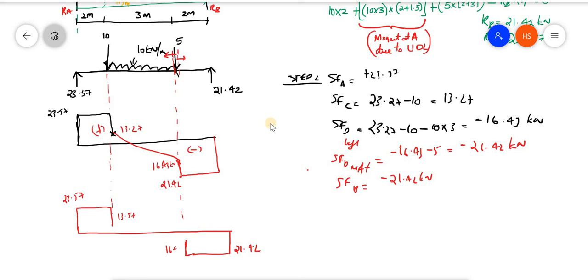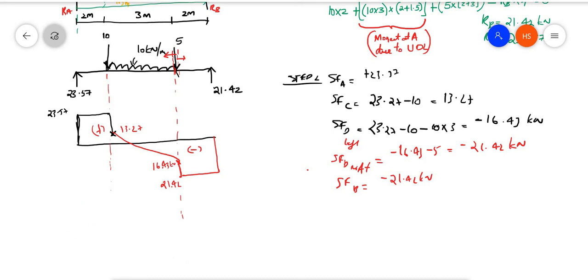Minus 16.42, and you can just join with a line like this. Like that you can also draw. Below the UDL it will always be a linear line, and for a concentrated load it will be a constant line. So that is the only thing you have to keep in mind while drawing. Like this you can draw the shear force diagram.